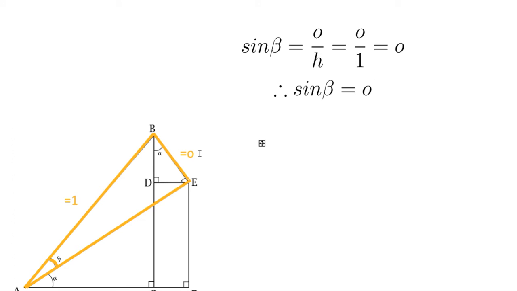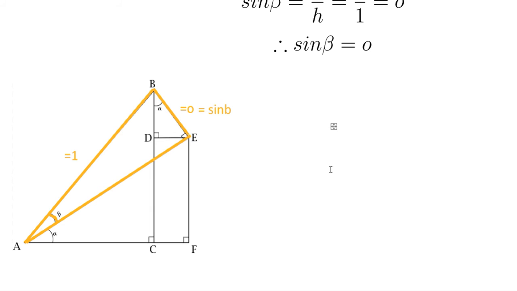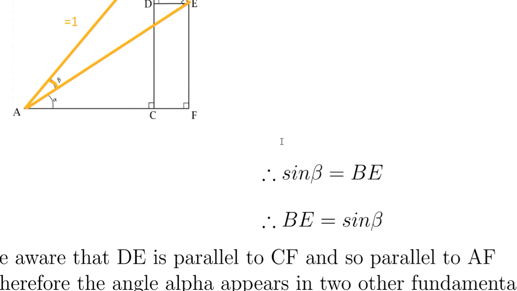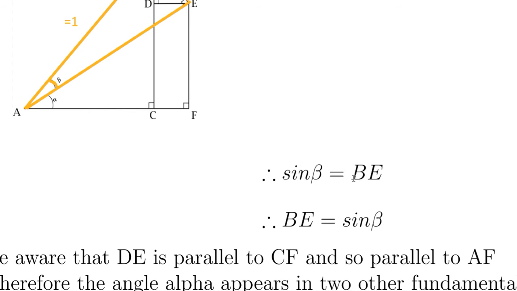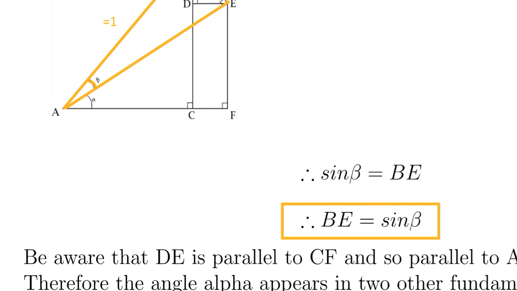And of course, instead of leaving this labeled as O, I can say it's now sine beta, B being a representation of beta. And to be more specific, instead of O, it is the length BE. So sine beta is equal to BE. Therefore, any time you see BE going forward, we can substitute it for sine beta if we wish to.